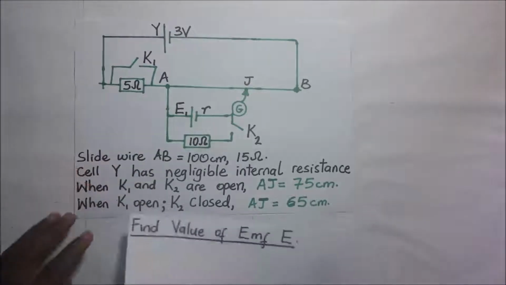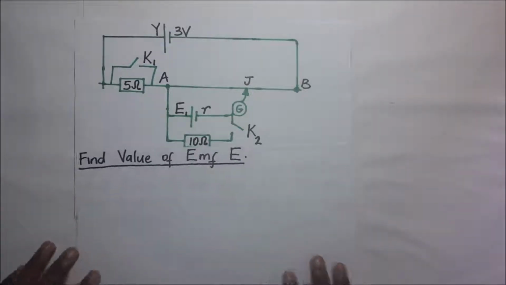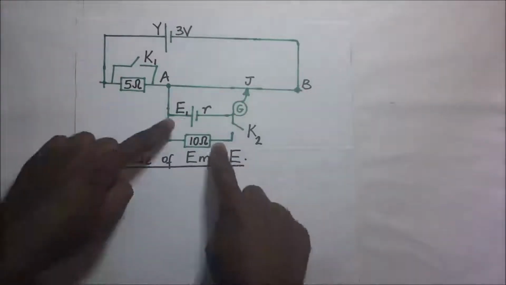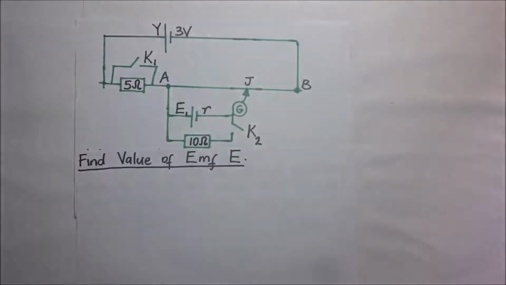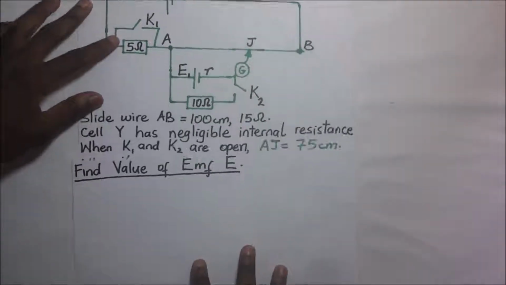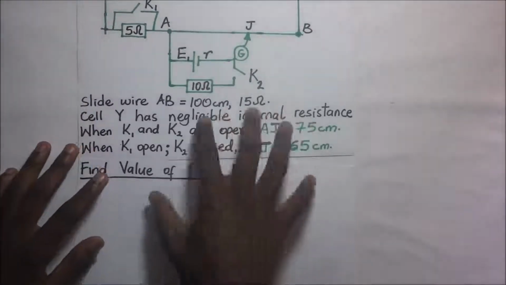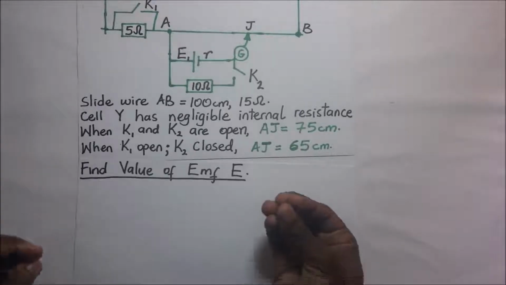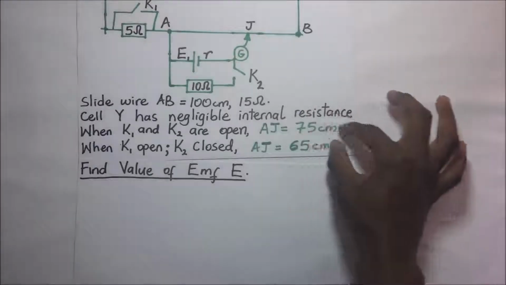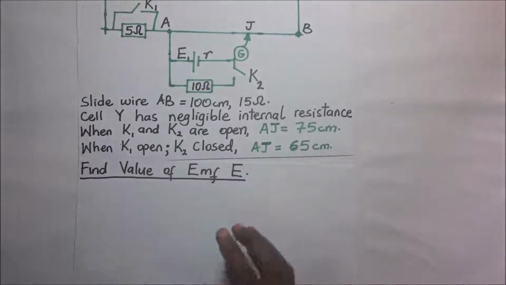But the first question is telling us to find the value of E. So we'll go ahead and calculate the value of E, the EMF of the cell in the secondary circuit. But to calculate it, we need to take advantage of the information that has been given to us to be able to find the things that we do not know. So we shall start from a point of information we know to help us get information we do not know.